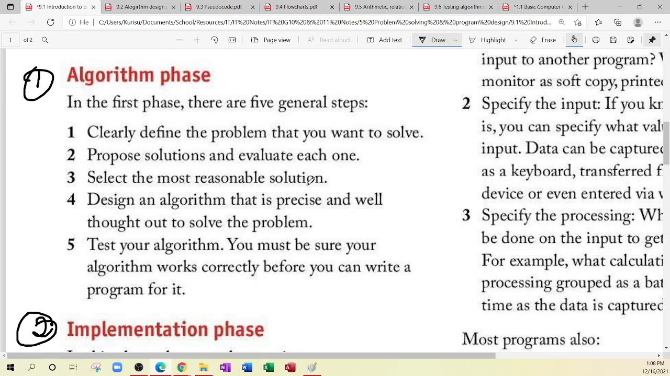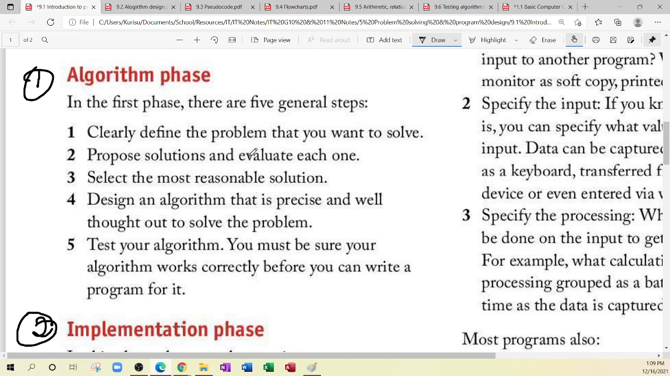In the first phase, there are 5 general steps. 1. Clearly define the problem that you want to solve. 2. Propose solutions and evaluate each one. 3. Select the most reasonable solution. 4. Design an algorithm that is precise and well thought out to solve your problem. 5. Test your algorithm. You must be sure your algorithm works correctly before you can write a program for it.